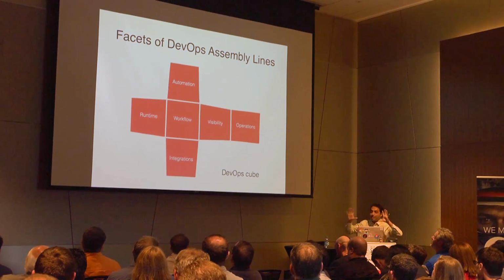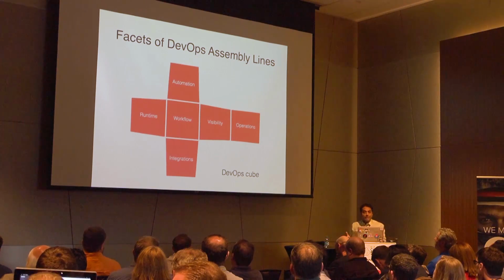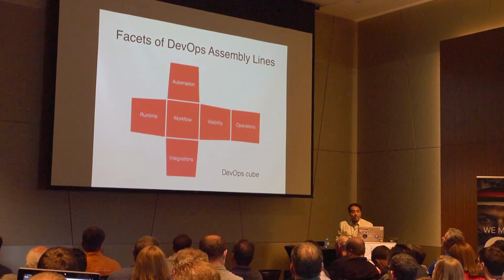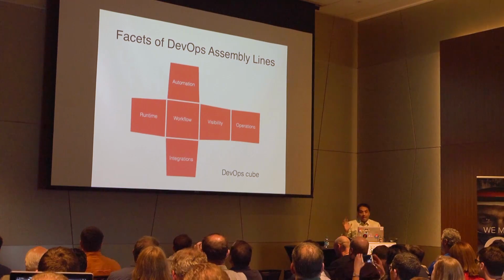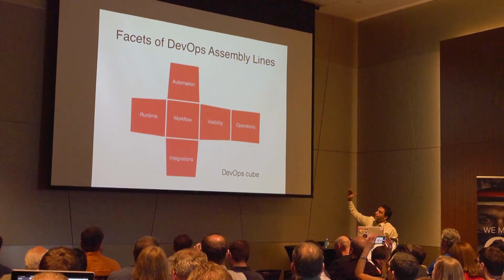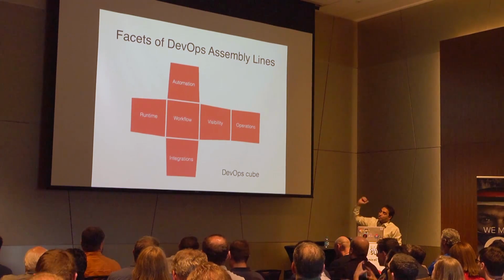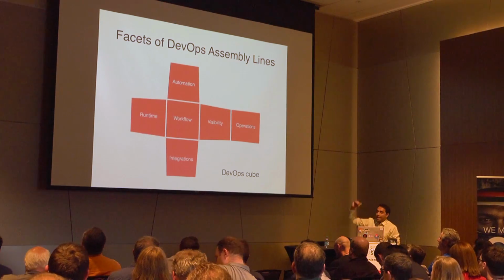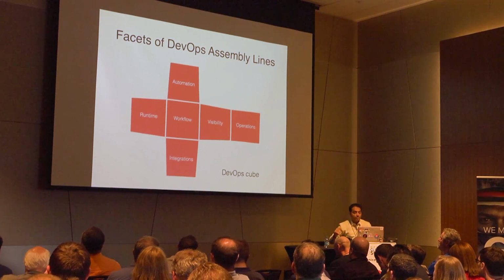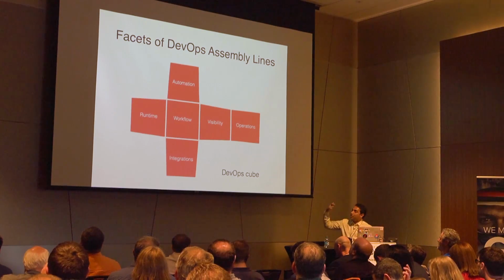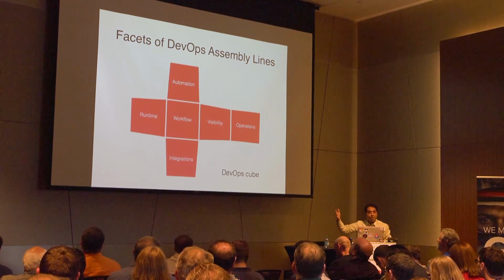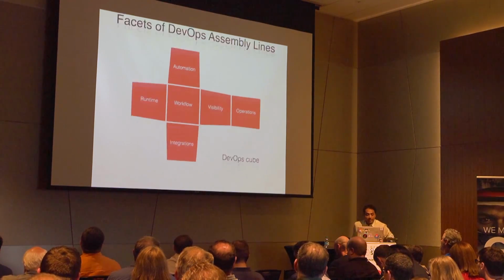This is just a mental map of looking at what all you need if you want to be the Facebook, the Amazon, the Netflix, the Googles of the world. If you look at this picture, automation is the top face of the cube, integrations is the bottom face of the cube. And you have four pillars, or four sides of the cube, that support it: runtime, workflow, visibility, and operations.